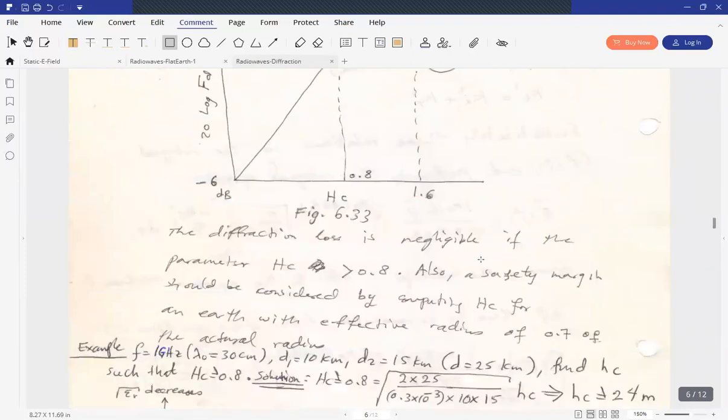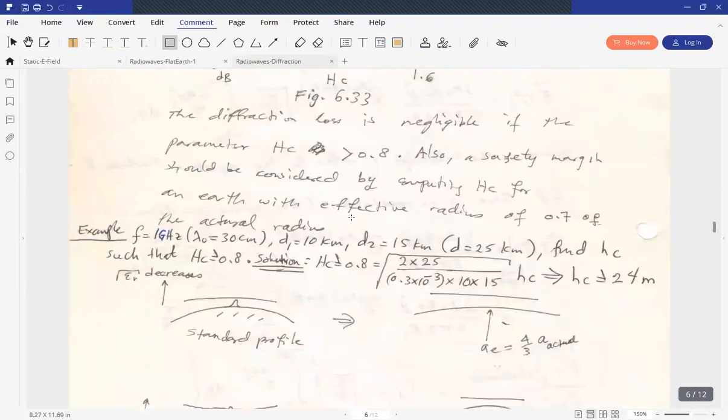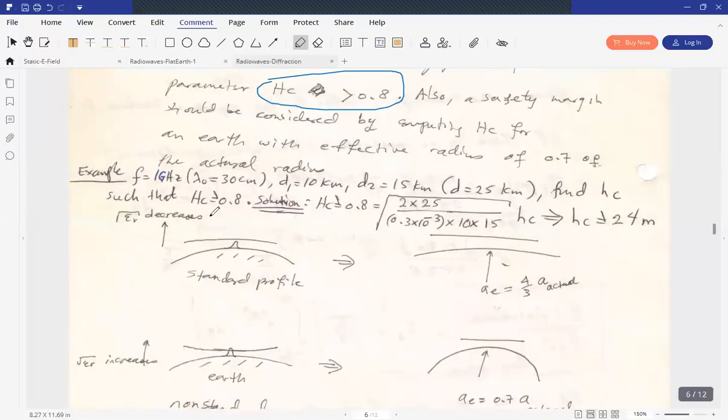So this is an example here. As we said, we choose HC to be greater or equal to 0.8, so that the mountain will not affect the propagation significantly. A simple example here.